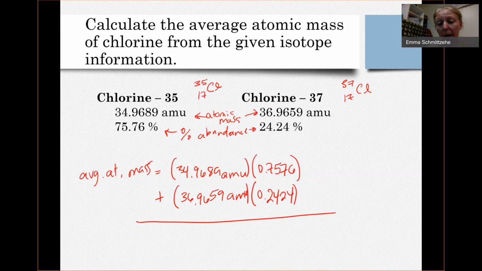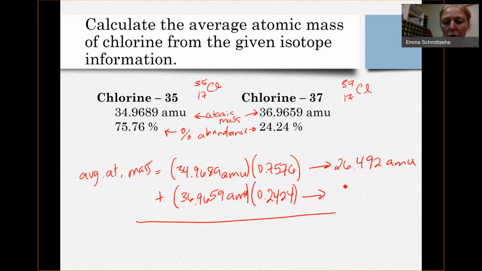If I go through and do that stepwise, I have 34.9689 times 0.7576. Let me just get the result of that first, and that is 26.492. I'm going to write it down to 5 sig figs because that multiplication should be 4 sig figs, so I'm going to keep an extra one. I'll do the same for the next one, 36.9659 times 0.2424, and I'll write that one down to 5 sig figs because since I'm not done with the calculation, I will keep an extra sig fig.